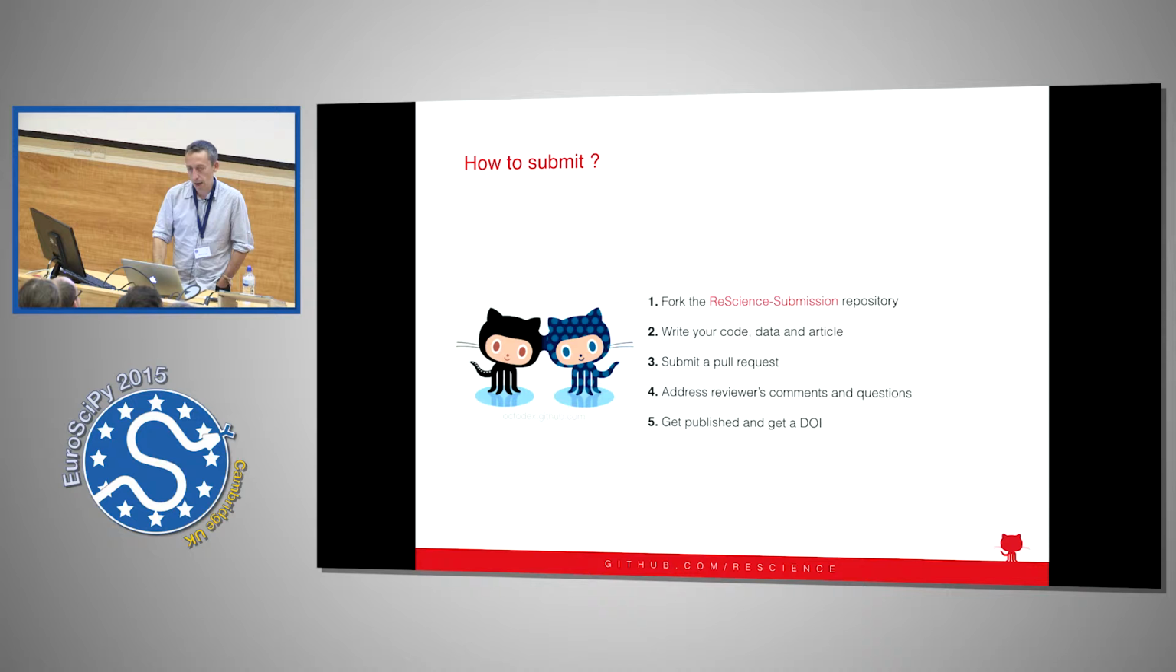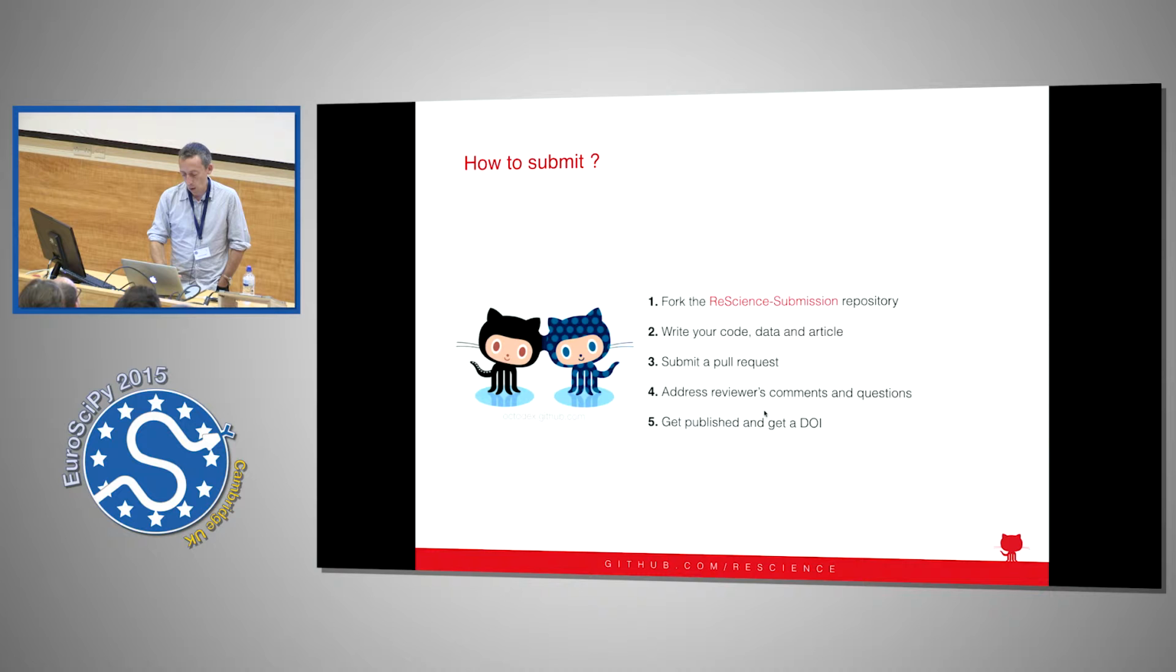Okay, so you write your code, data, and articles, then you submit a pull request, and then we will assign an editor and reviewers, and then we have a regular pull request. For this one, we won't merge immediately, and indeed we won't merge at all, but we will use this pull request to discuss the article and to ask for some change or for some clarification, because reviewers will try to run your code. And if it doesn't work for some reason or the other, they will tell you, and then you will correct the code.